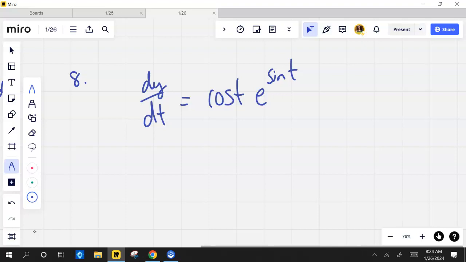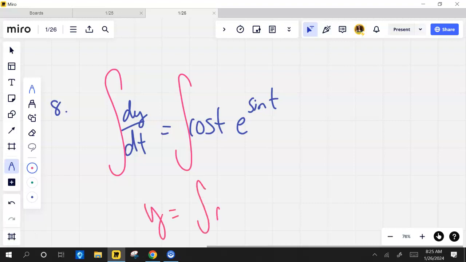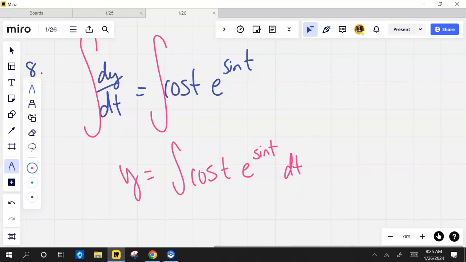All right, let me show you how I reason through this. Okay, I do what we call use substitution. If I take the integral on both sides, I know that y is equaling the integral of cosine t e to the sine t. Yes? But I don't know the antiderivative of cosine t e to the sine t. You agree with that?